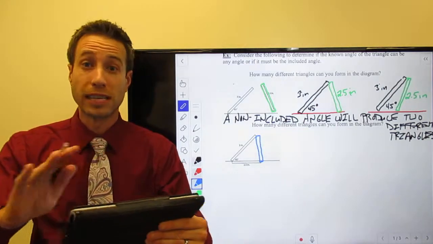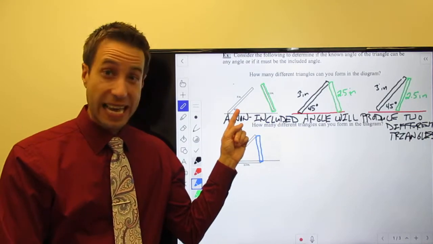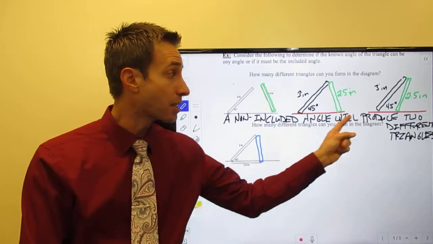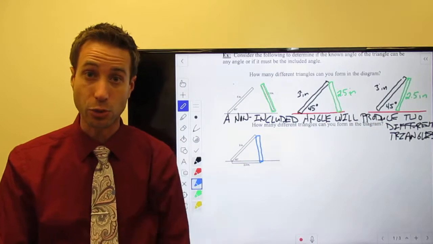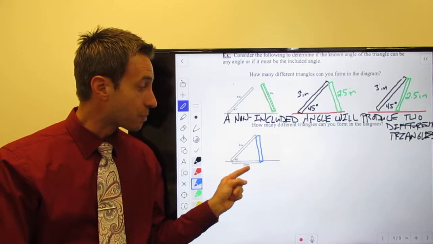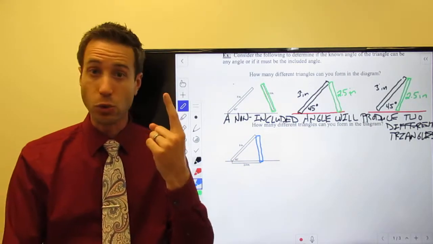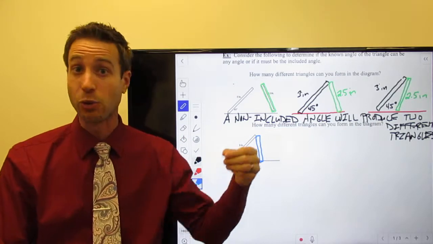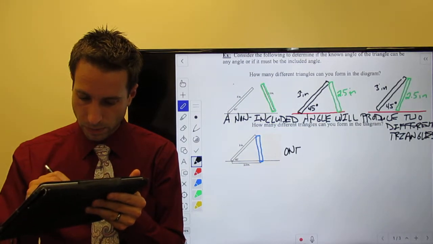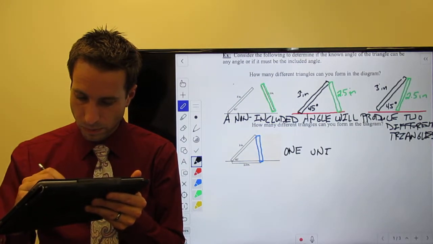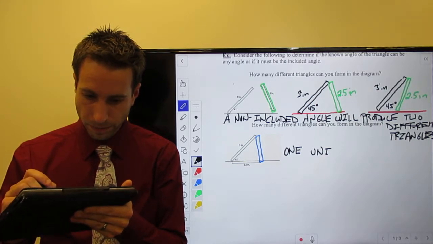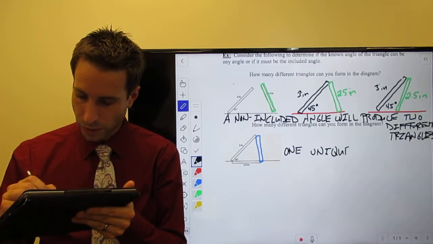Guys, that's the whole point. If the angle is not included between the two sides, then it's possible there's two different triangles that you could get. But when it is the included angle, the angle that's between the two sides, there's only one possible triangle that you could get. One unique triangle is produced.